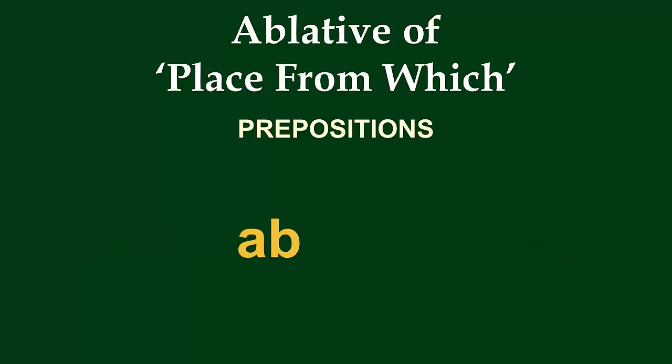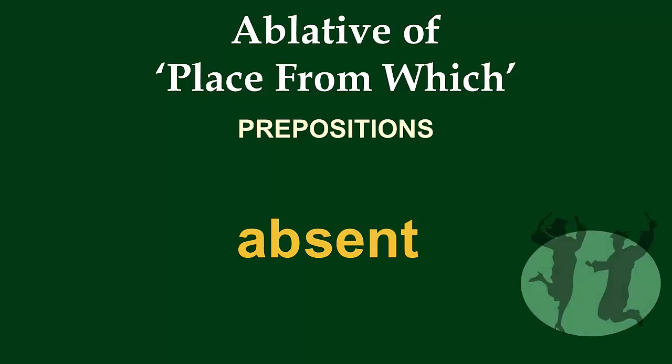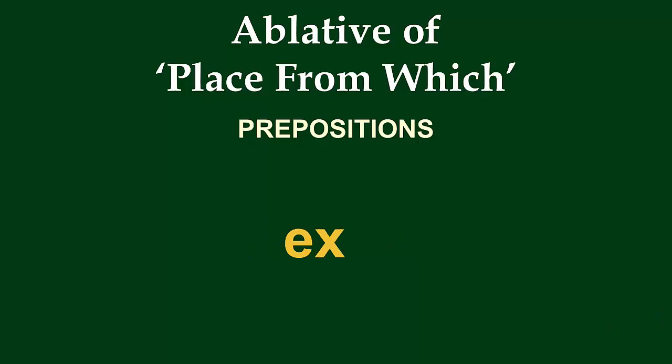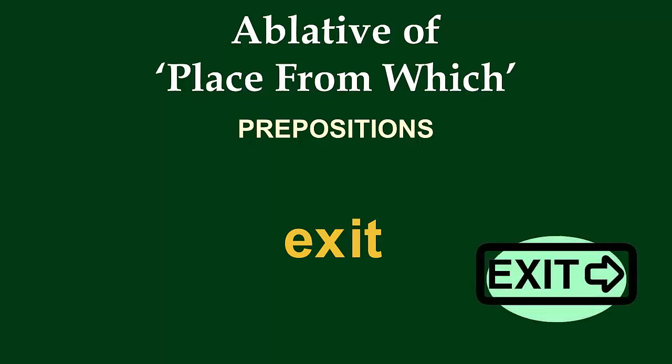You can remember ab by thinking of the word absent. If you are absent from school, you are away from school that day. You can remember e/ex by thinking of the word exit. Actually, it, in Latin, is the third person singular of the word meaning go. So in Latin, the English word exit quite literally means he, she goes out.